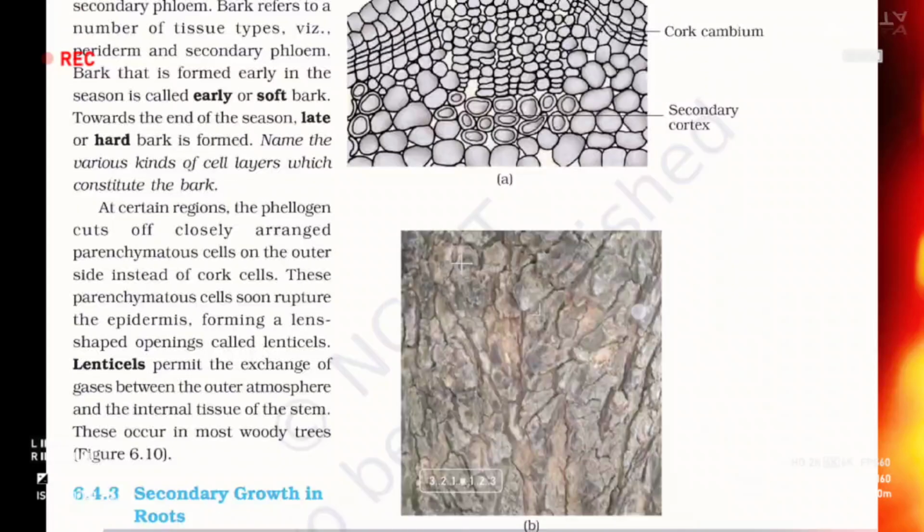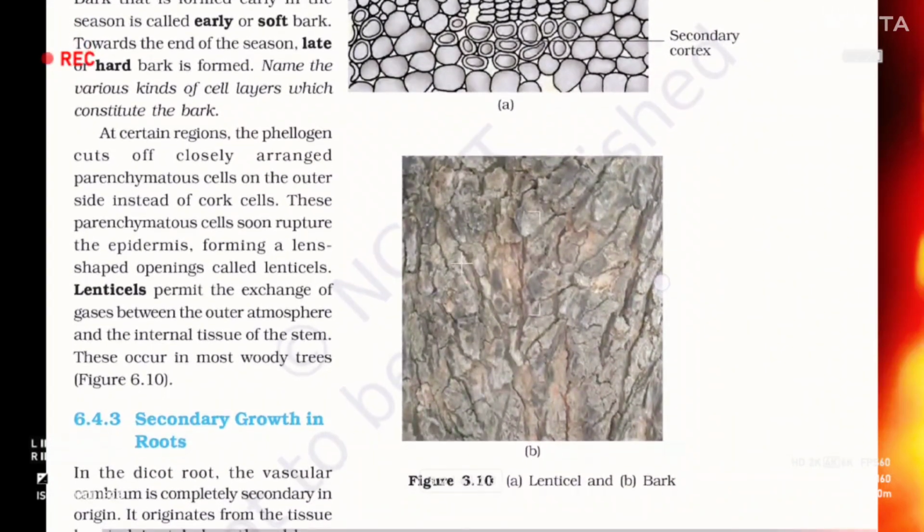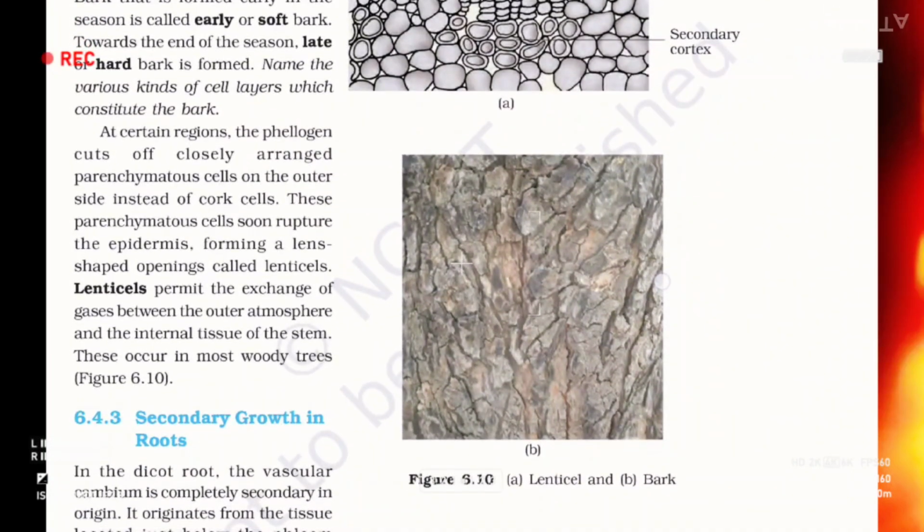At certain regions, the phellogen cuts off closely arranged parenchymatous cells on the outer side instead of cork cells. These parenchymatous cells soon rupture the epidermis, forming a lens-shaped opening called lenticels. Lenticels permit the exchange of gases between the outer atmosphere and internal tissue of the stem. These occur in most woody trees.